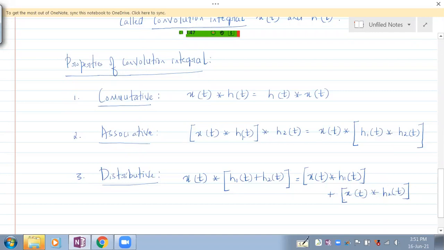So these three properties were there in convolution sum also, and here also we have them. Understand? I'm not giving you the proofs of these. The proofs are very similar to the proofs that we have seen for convolution sum. I'll be giving you the material for that, so seeing that, you can prepare the proofs of all these properties of convolution integral.